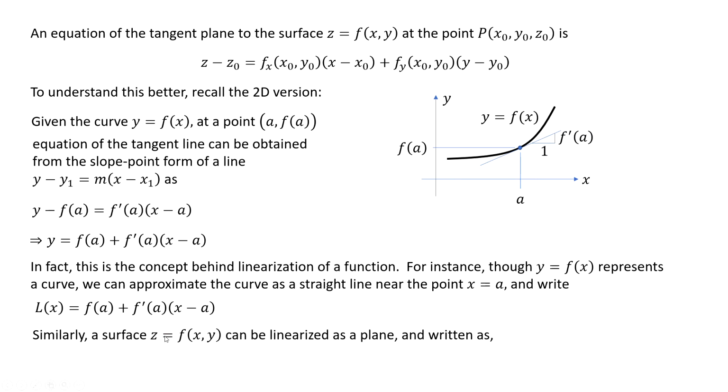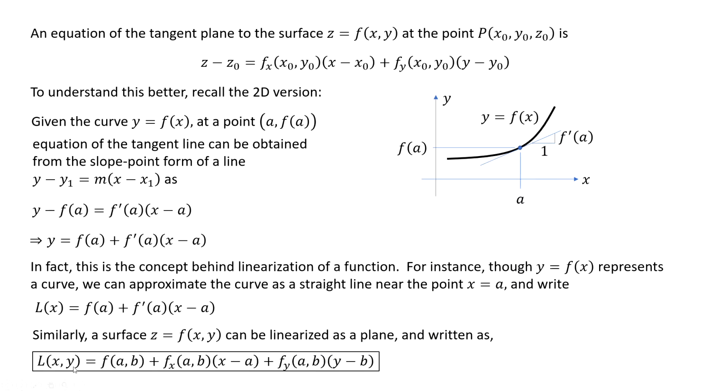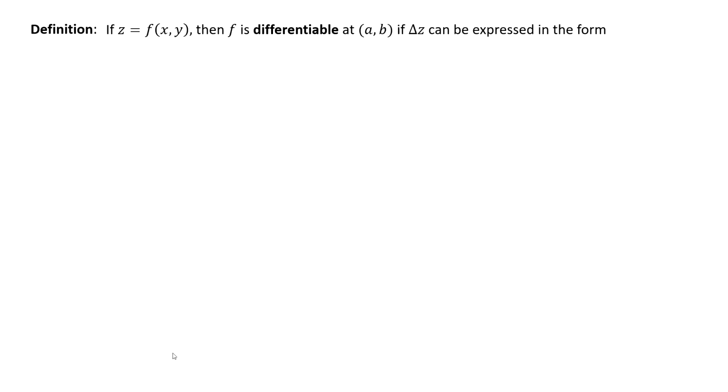Now, in the three-dimension case, similarly, z equals f of x y is a surface. We can linearize the surface just as we linearize the curve, and we can write L of x comma y as f of a b plus f sub x of a b times x minus a plus f sub y of a b times y minus b. This is the linearization of it. This is the concept that you really need to grasp in this section. Okay, folks? All right. Definition. One more thing.